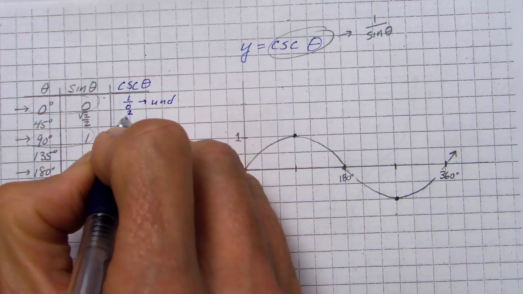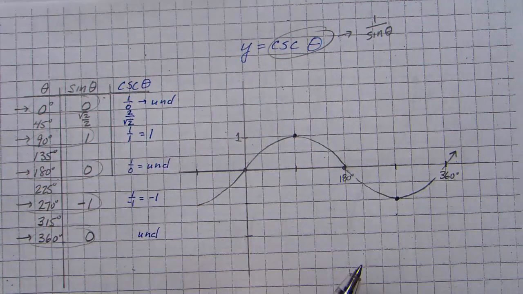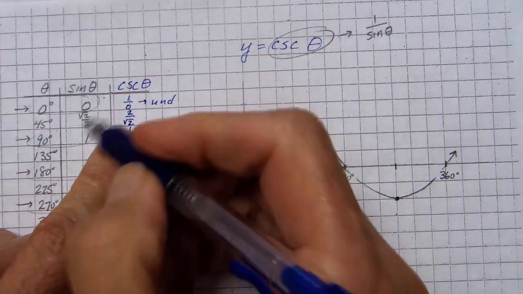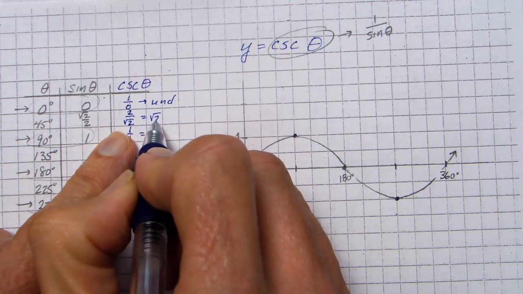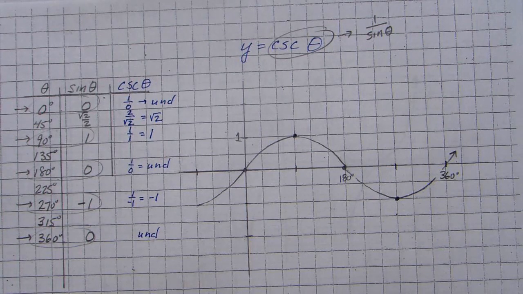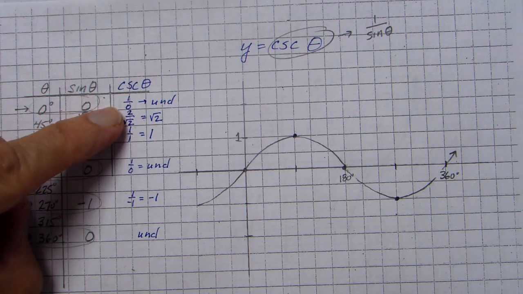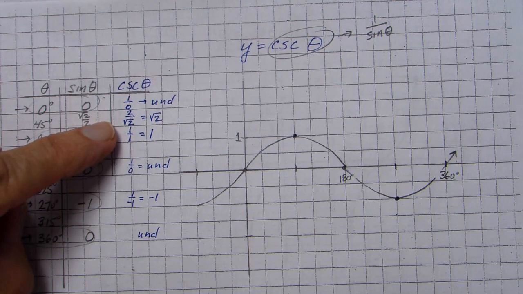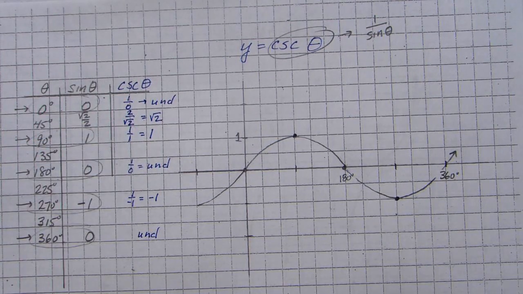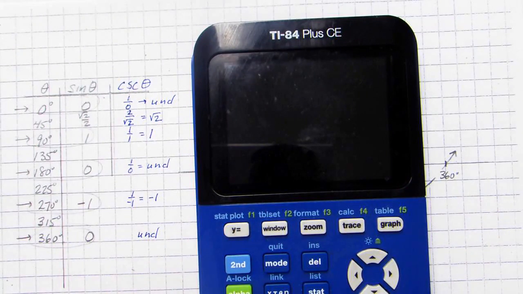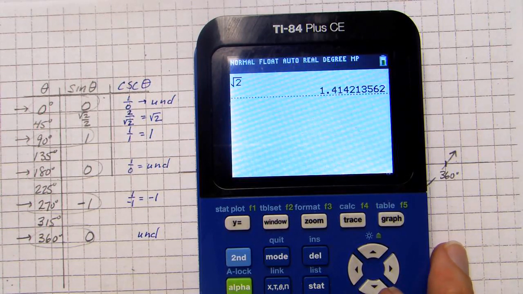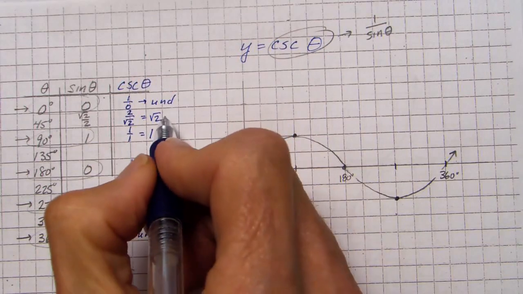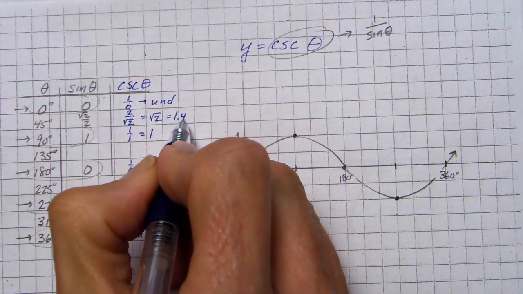It's 2 over root 2. Now you have to think about this a little bit, but if I took 2 and divided it by root 2, I'm going to get root 2. Again, you may have to think a little bit about why that is, but if I took 2, which is the square root of 4, divided by the square root of 2, I'd end up with the square root of 2. Now the square root of 2 is about 1.414. So I'm going to put a little estimate here, 1.41.